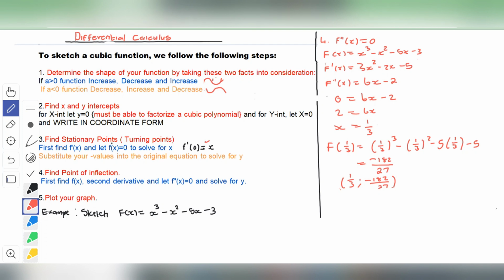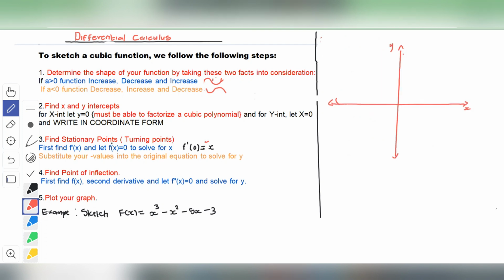So I'm just going to erase here. Okay guys, and then after you draw your Cartesian plane, you're going to start by plotting the x-intercepts. And we saw that our x-intercepts were 3 and 0 and negative 1 and 0, right? So 3 and 0, we can put them here, whereby we have 3 and 0 here, and then here we have negative 1 and 0, right?